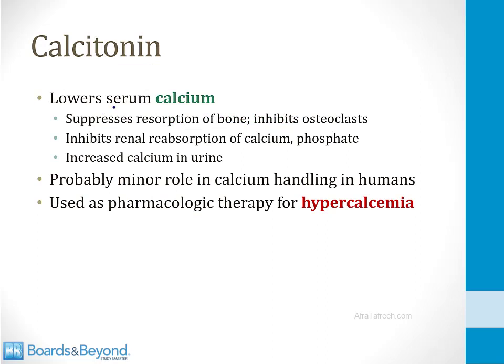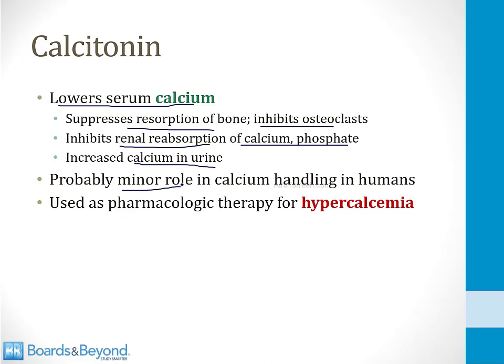Calcitonin's major physiologic effect is to lower the serum calcium level. It does this through a number of mechanisms. It can suppress the resorption of bone by inhibiting osteoclasts. It also inhibits the renal resorption of calcium and phosphate, and it also increases the amount of calcium that leaves the body in the urine. It probably plays a minor role in calcium handling in humans.